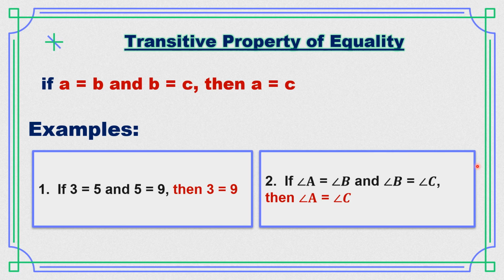Number 2. If angle A is equals to angle B and angle B is equals to angle C, then ang magiging sagot na lang po natin dyan ay angle A is equals to angle C. So, hindi na natin kukopyain si angle B dahil magkapareho naman sila.